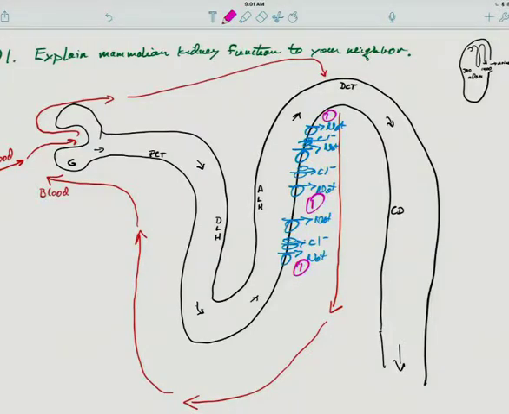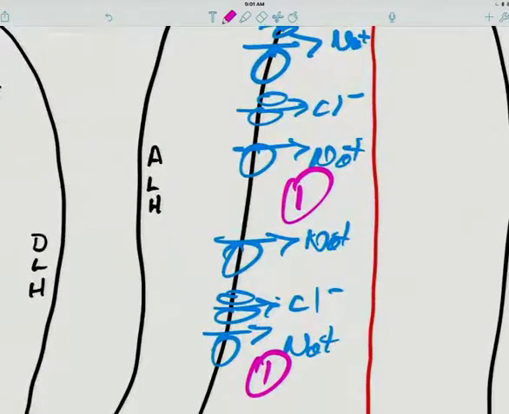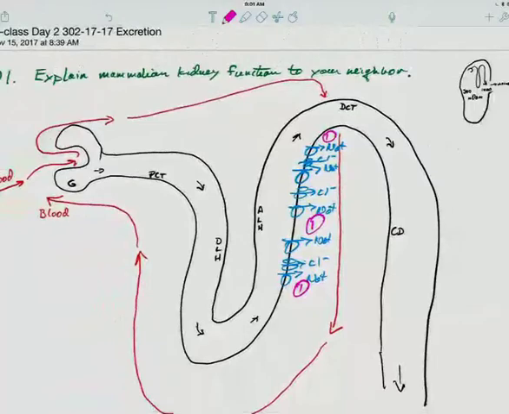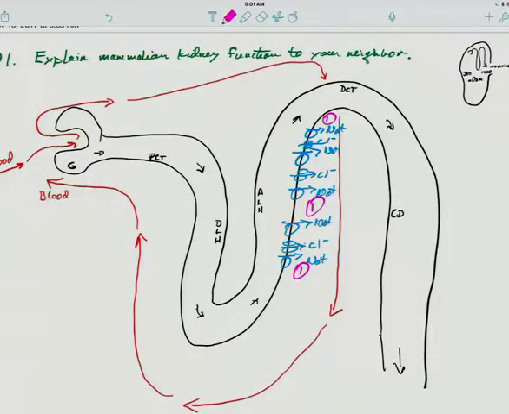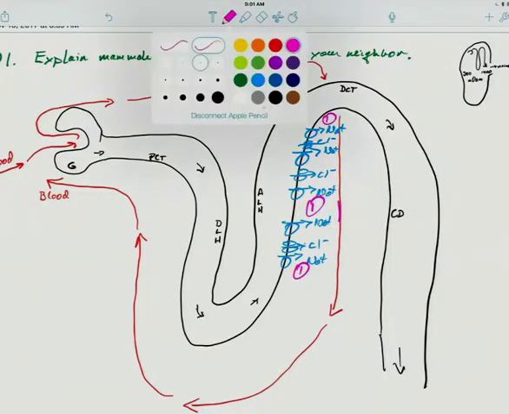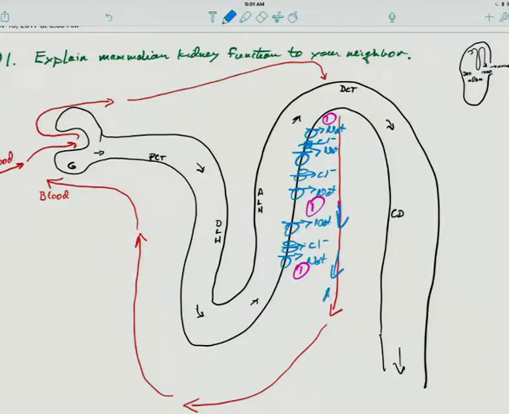Okay, so the whole thing starts with active transport, or rather the driver for this whole system is active transport of sodium and chloride out of the ascending loop of Henle, the ascending loop of Henle that I've labeled ALH here. Putting sodium and chloride out into the extracellular fluid and then into the blood. So that sodium and chloride are getting carried into the medulla.